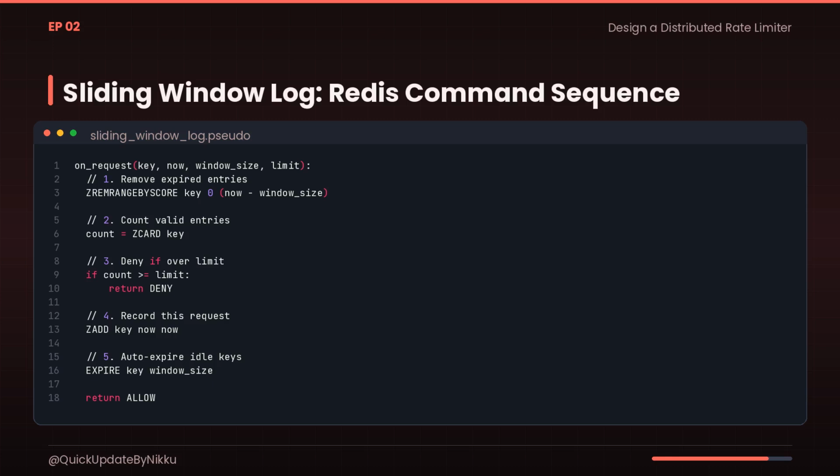The sliding window log maps directly onto a Redis sorted set. The score is the request timestamp, and we use the timestamp as both score and member. In production, you would substitute a UUID as the member to avoid collisions when two requests arrive at the exact same millisecond. The logic itself is clean and readable, but it hides a critical flaw.